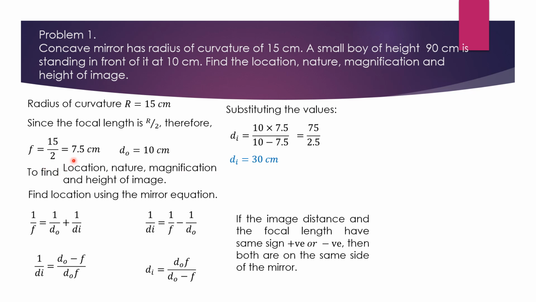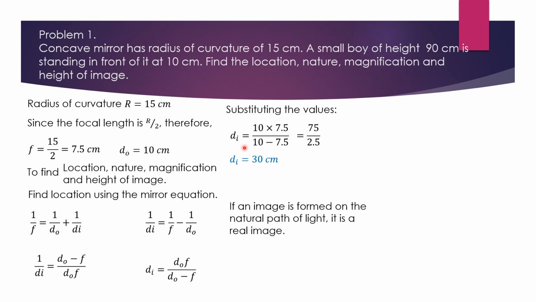And you know that for a concave mirror, the focal length is in front of the mirror. It is on the same side where the light is coming. Since the distance of the image is also positive and it is on the same side, that means the image is formed on the same side as that of the focal length. And if an image is formed on the natural path of light, it is a real image, since the natural path of light for the mirror is light falling on the mirror and then reflecting back into the same medium. That is the natural path. So this is a real image.